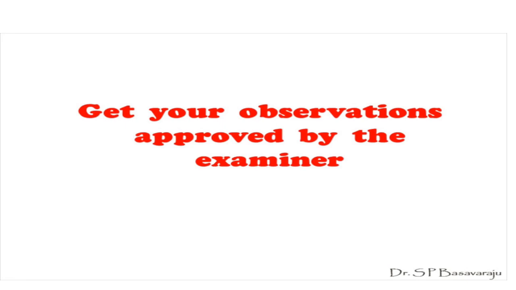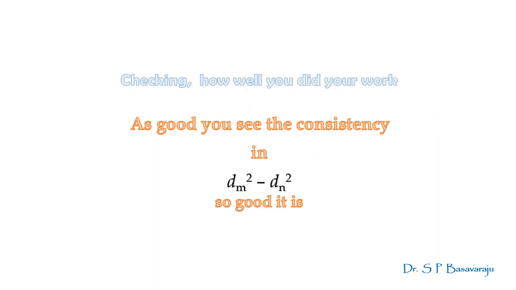Then before you undertake evaluating the radius of curvature, there is a way to know whether everything has been carried out properly. If all your observations and calculations are correct, then the three values of dm square minus dn square in the right extreme column in the tabular column will be almost same.